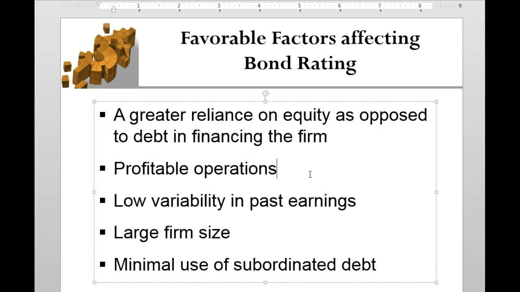They usually have profitable operations. They have fairly steady past earnings. There's no volatility. It doesn't go up and down, up and down. It's fairly steady and moving up. It's a large firm, typically. And they don't have a lot of subordinated debt. And what the heck does that mean? It means they don't have a lot of debt that takes last place in being paid if the company gets into dire straits. So, just some of the things that help rate bonds.